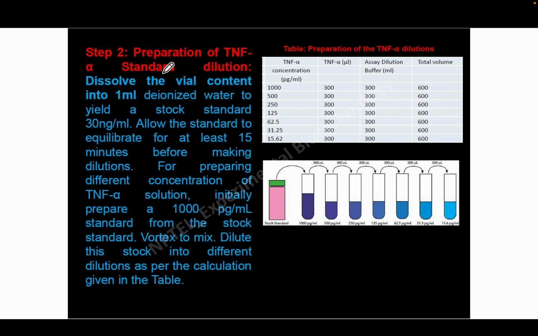Preparation of TNF alpha standard dilution. Dissolve the vial content in 1 ml deionized water to yield a stock standard of 30 nanogram per ml. So this is the TNF alpha concentration, and you are doing dilution using a dilution buffer. From the stock solution, you are diluting it serially.